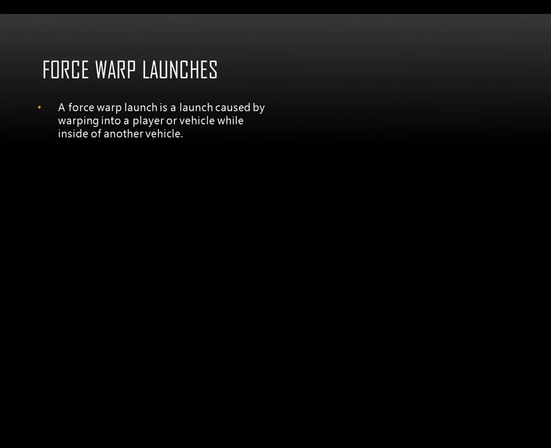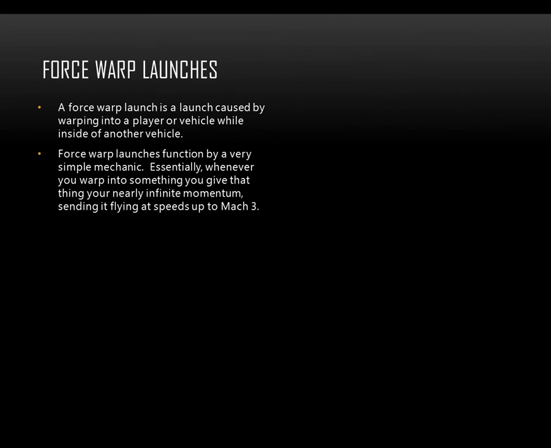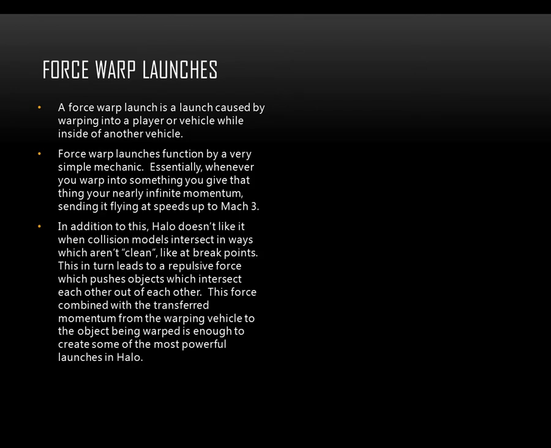Forced warp launches. A forced warp launch is a launch caused by warping into a player or vehicle while inside of another vehicle. Forced warp launches function by a very simple mechanic. Essentially, whenever you warp into something, you give that thing your nearly infinite momentum, sending it flying at speeds up to Mach 3. In addition to this, Halo doesn't like it when collision models intersect in ways which aren't clean, like at breakpoints. This in turn leads to a repulsive force which pushes objects which intersect each other out of each other. This force, combined with the transferred momentum from the warping vehicles to the object being warped, is enough to create some of the most powerful launches in Halo. Warp launches.